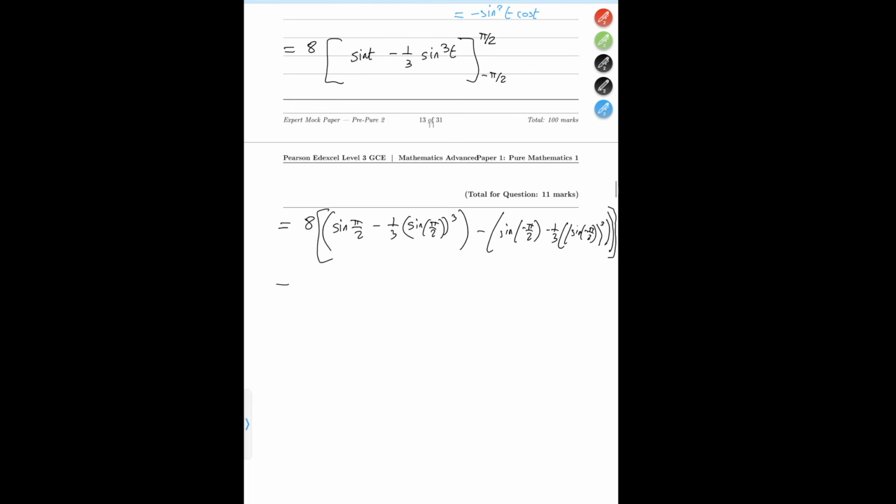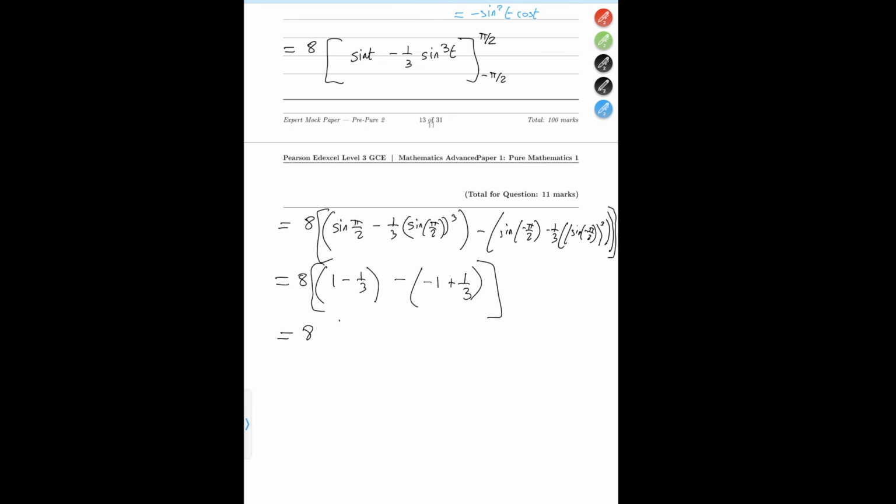Hopefully that's still readable. So sine of pi over 2 is going to give you 1. So 1 cubed is 1, so minus a third. Now minus, so sine of minus pi over 2 is going to be minus sine of pi over 2, so this will become minus 1. And then minus 1 cubed is again minus 1. So we do minus 1 times a minus a third to get plus 1 over 3.